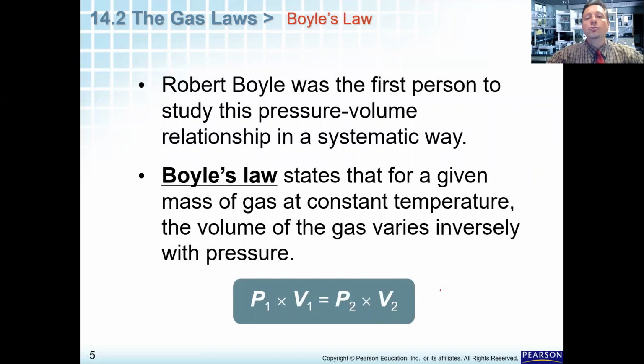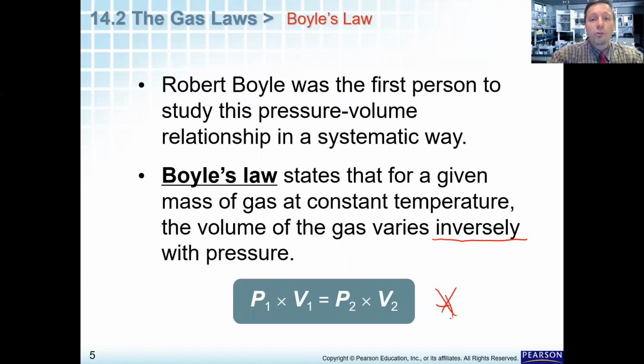So Boyle's Law, you can define it now, please. And this is a formula. Boyle's Law states that for a given mass of gas at constant temperature, so you have a constant amount of moles and the temperature is constant, so those two are held constant, not changing, the volume of the gas varies inversely with pressure. And here is our formula. Pressure 1 times volume 1 equals pressure 2 times volume 2. All right, so we have a few things there.